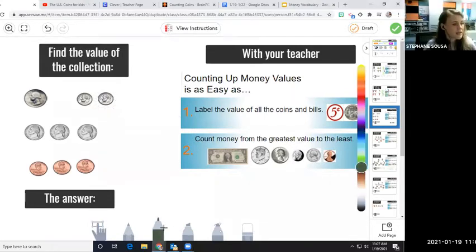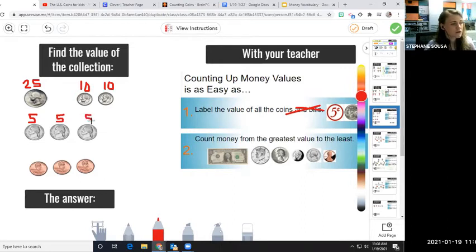Alrighty, so it says label the value of all coins. Go ahead and cross out bills. We don't have any bills. We only have coins. So the value of a quarter is 25 cents. Go ahead and label that. The value of dimes is 10 cents. 10 for this dime, 10 for this dime. Nickel, nickel, thick and fat, you're worth 5 cents, I know that. Nickels are worth 5 cents each.